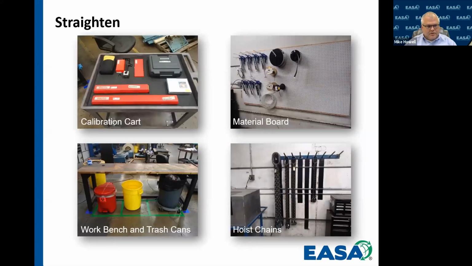There's some other examples here. Calibration cart, storage of some different materials on a pegboard in the winding department. This is easy to move things around. Using the pegboards, you can change the configuration. Here are some hoist chain storage, a workbench, storage of different trash cans. And those are even color coded depending on what's going to go in them. Makes things easy.